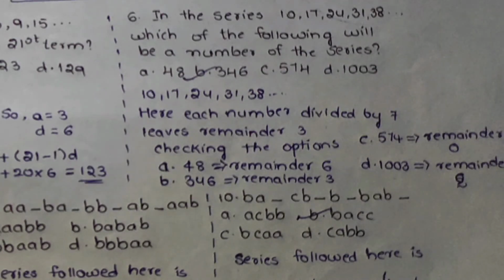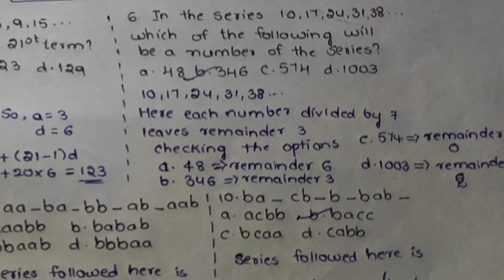So let's check the option which has 3 as remainder. The first option is 48. If you divide 48 by 7, you get remainder as 6. So this is not the option. And if you divide 346 by 7, you get remainder as 3, and this is the option. Now seeing the third option, that is 574, if you divide it by 7, you get remainder as 0. And similarly, if you divide 1003 by 7, you get remainder as 2. So the option which leaves remainder 3 is B, and that will be the correct answer.